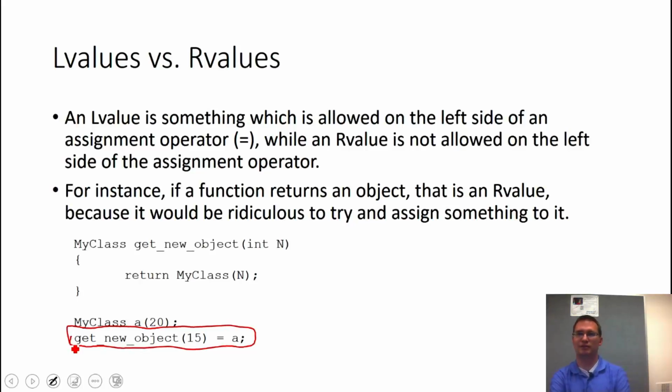Any thoughts, Ted? Get new object, it like returns. How would I explain it? It looks like something that would be on the right hand side of an equal sign. Why? There's some vague reason why.